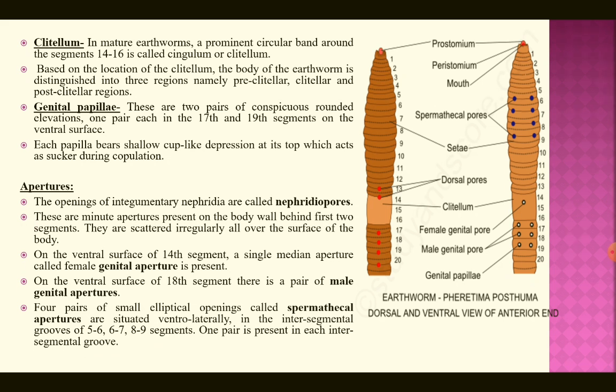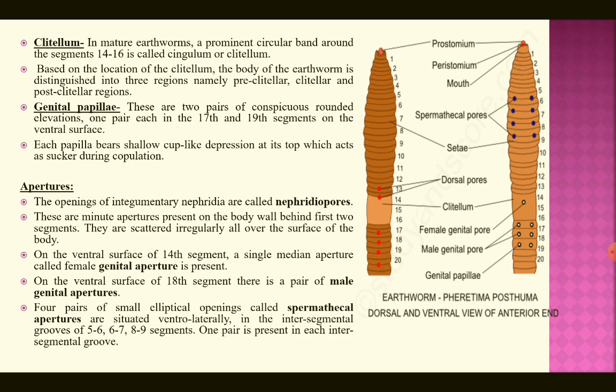Now the other apertures that you see here are the nephridiopores, which are the openings of integumentary nephridia. These are minute apertures present on the body wall behind the first two segments, scattered irregularly all over the surface of the body. On the ventral surface of the 14th segment, a single median aperture called the female genital aperture is present, and on the ventral surface of the 18th segment there is a pair of male genital apertures.